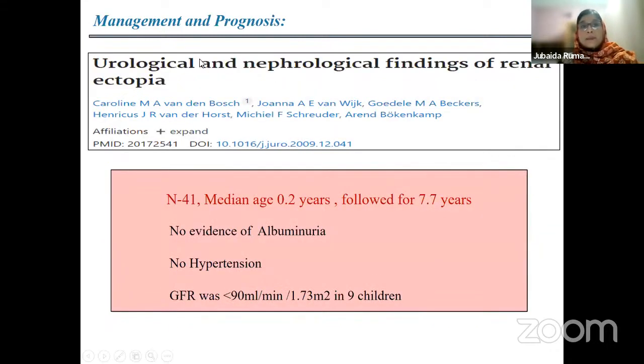In the management part, these patients need to be in follow-up, and if there is any surgical emergency, surgical correction is needed. In this article, renal ectopic patients were followed up. There were 41 patients with a mean age of 0.2 years, and they were followed for 7.7 years. After around 8 years of following them, they found no evidence of albuminuria and no hypertension. Only 9 children developed GFR less than 90.